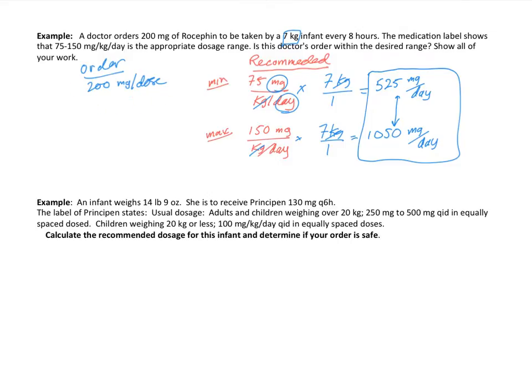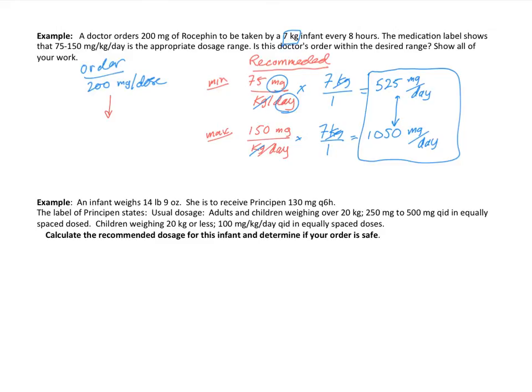An incorrect interpretation would be to say no, because 200 is less than the minimum, so this isn't appropriate. However, that would be incorrect. The reason why? This is in milligrams per dose, and this is in milligrams per day. So what I need to do is consider how many times I would be administering this order.